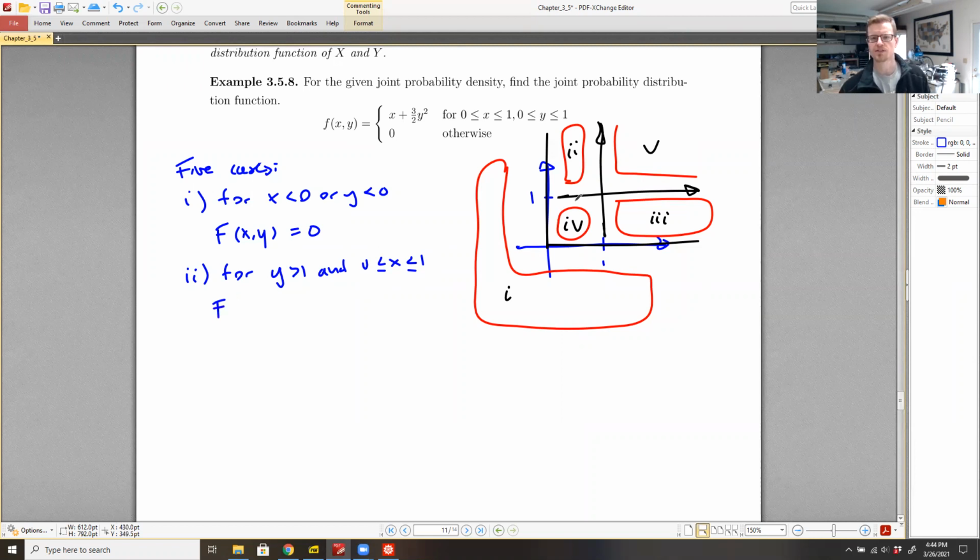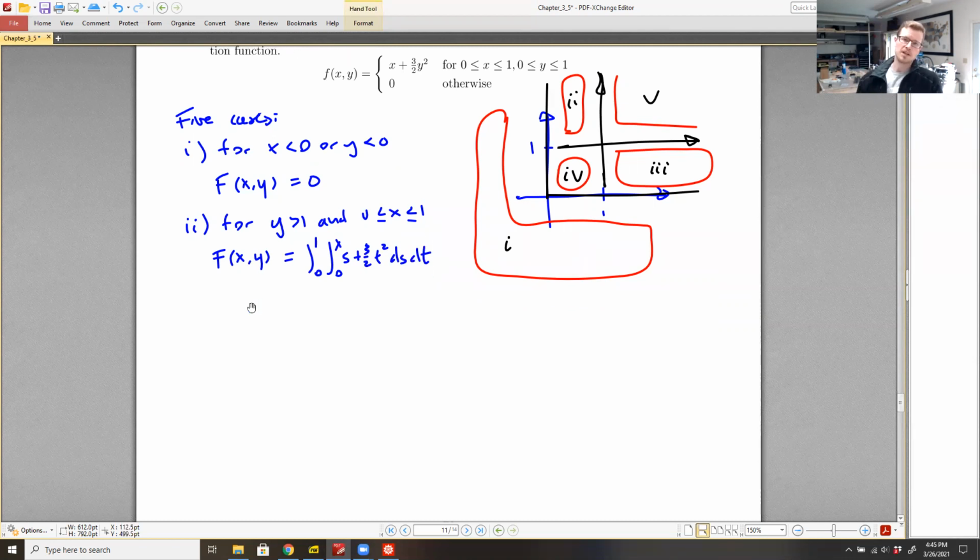to do is consider, if I choose an x value, I'm just looking at this region here, for example. So I would integrate from 0 to x, whatever our x value is for the x integration, and then from 0 to 1 for the y. So F of x comma y, I'm integrating from 0 to 1 because my y value is above 1, and integrating from 0 to x of, we can call it, of course, s plus 3 halves t squared ds dt.